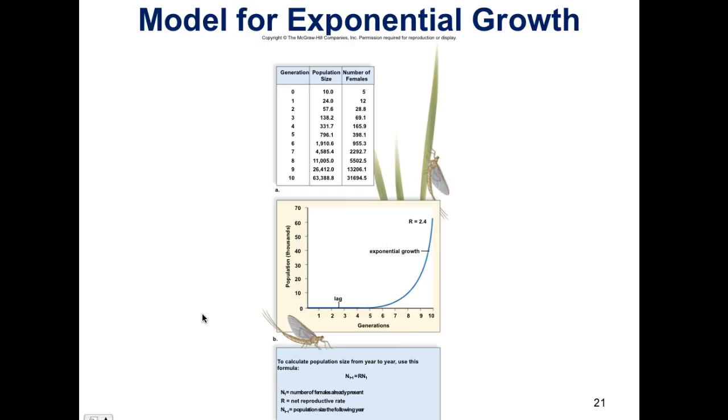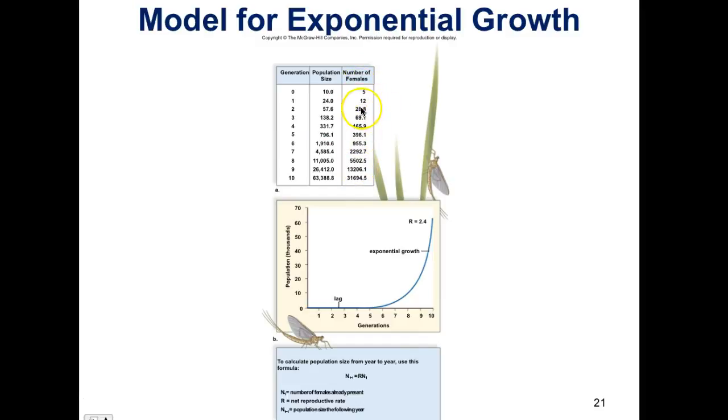So if we look at the curve here, this would be a mayfly. You could see the generation: generation 0, first generation, second generation, third generation, the population size itself, and the number of females in that population.